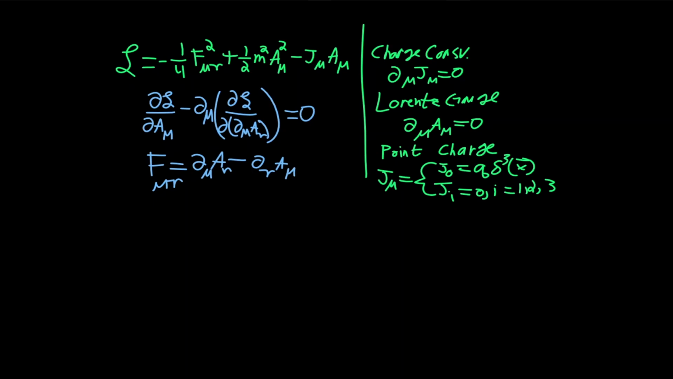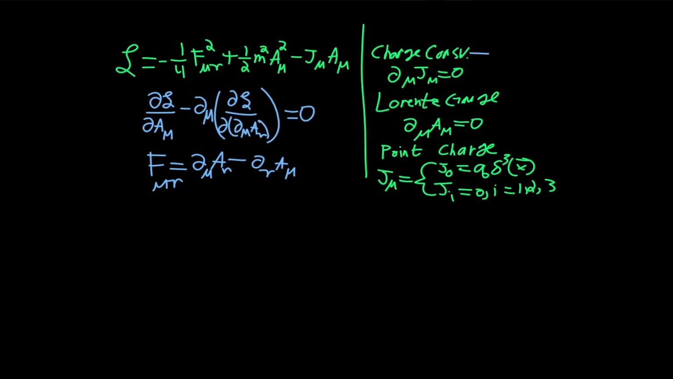So the first one, number one right here, is that charge is going to be conserved. This is just saying that the divergence of our charge current is going to be 0. Two is just the Lorentz gauge right there. And three is just the definition of a point charge in this context right here. So now, for real this time, let's get on with some tensor calculus and some fields.